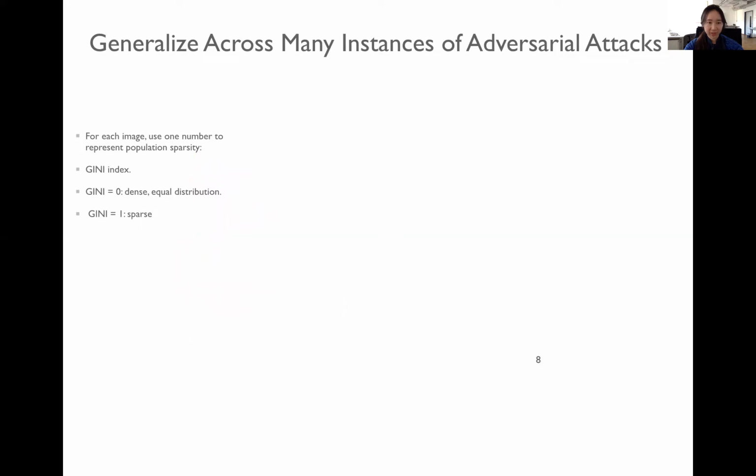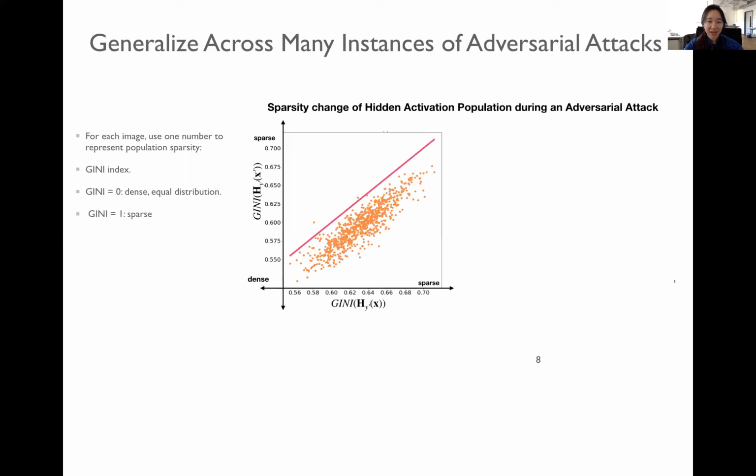In order to do that, for each image, we need to use one number to represent the population sparsity. For a couple of reasons, we picked the Gini index. When Gini equals 0, it corresponds to all the hidden units having an equal amount of activation. And when Gini equals 1, it corresponds to one hidden unit having all the activation. This is a popular measure in economics to measure income inequality. Then we can study the sparsity change of the hidden activation population during an adversarial attack.